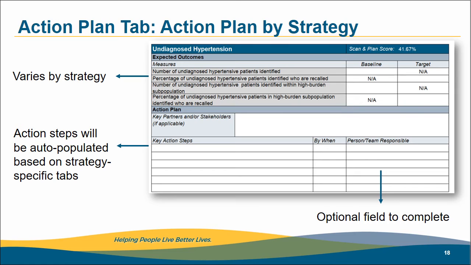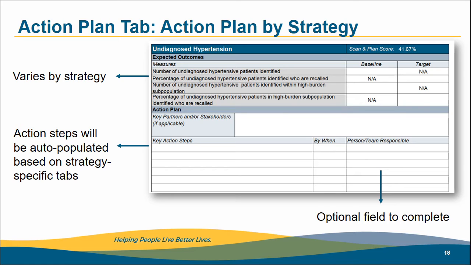And it also auto-populates the scan and plan score based on the approaches and practices section. Just an easy way to reference to what degree you have policies, practices, and procedures in place within your organization relative to that strategy. That first portion in the action plan is for the expected outcomes. So this is what we anticipate that organizations will monitor and track as part of that specific strategy. In this case, the strategy is focusing on identifying undiagnosed hypertensive patients.